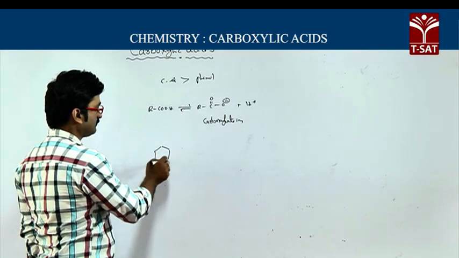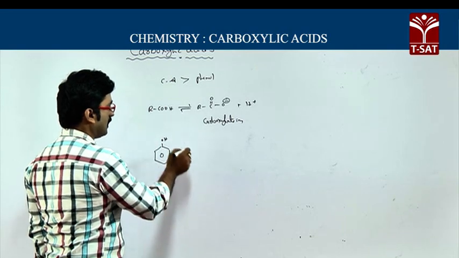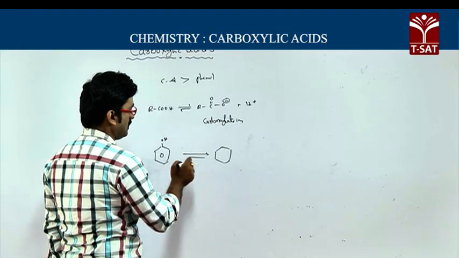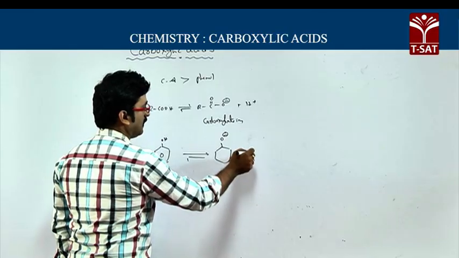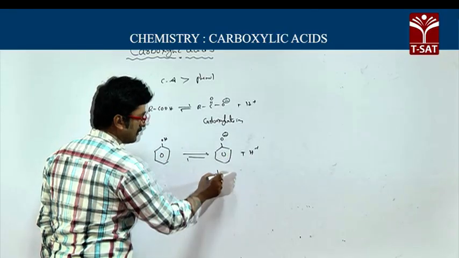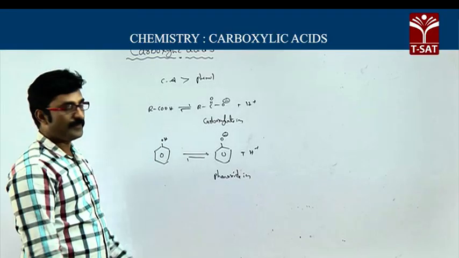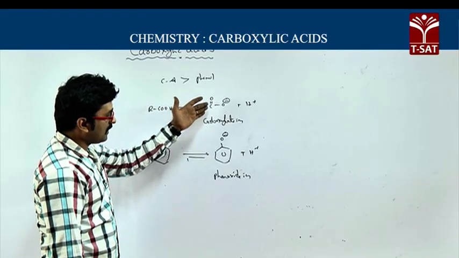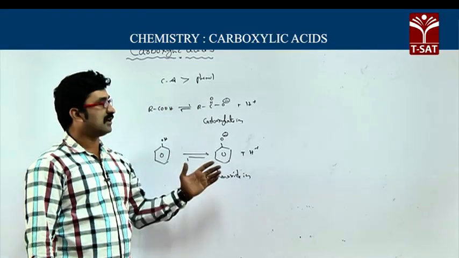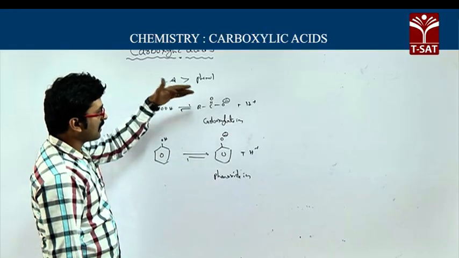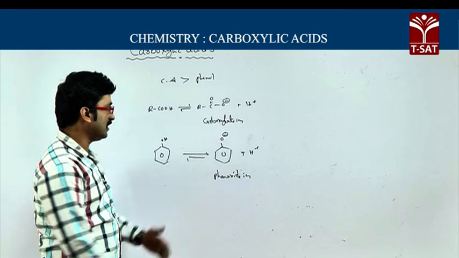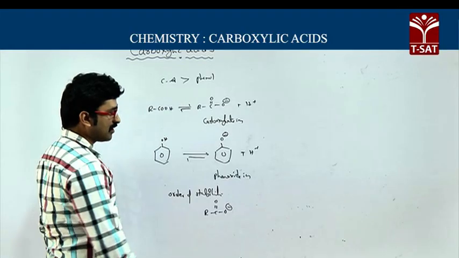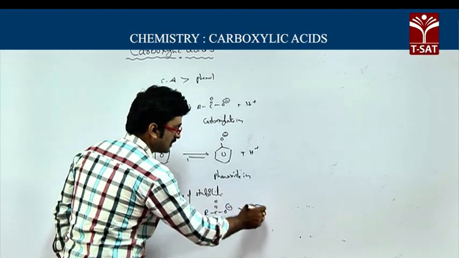Now if you take phenol, on ionization, if it loses a hydrogen, here you will get O minus and H plus. This is known as the phenoxide ion. In these two, we are getting the carboxylate ion and the phenoxide ion. Among them, whichever is more stable forms very easily. So if you compare the stability, the order of stability is: carboxylate ion RC double bond O minus is more stable than the phenoxide ion.